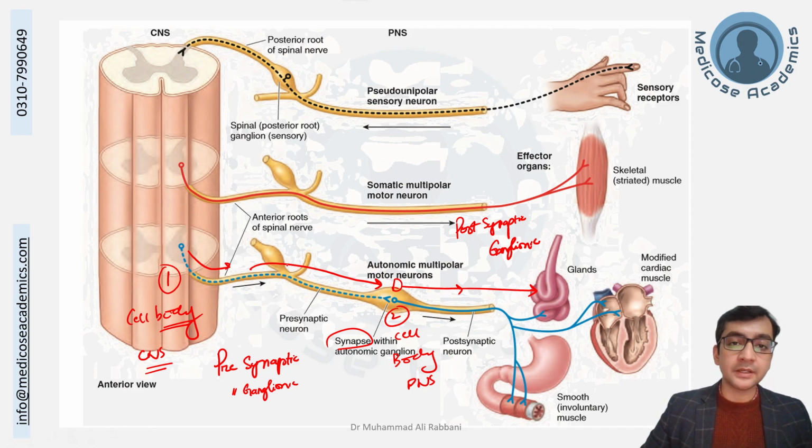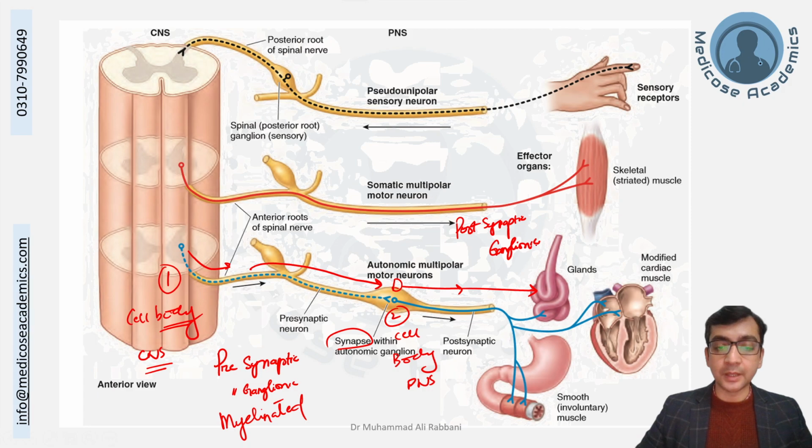This one, the pre one, is usually myelinated. So it is white, it is insulated, it is having high speed impulses. This one is usually unmyelinated.